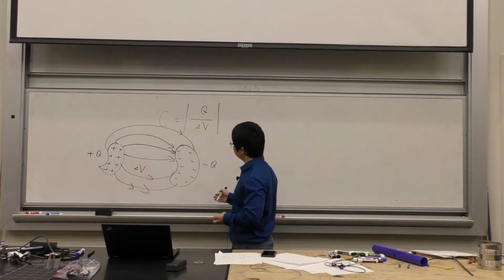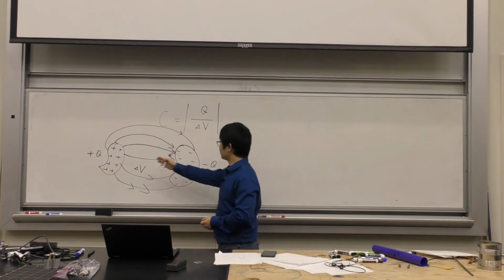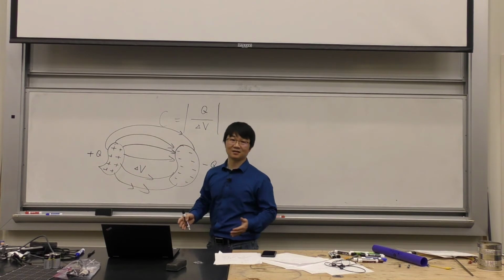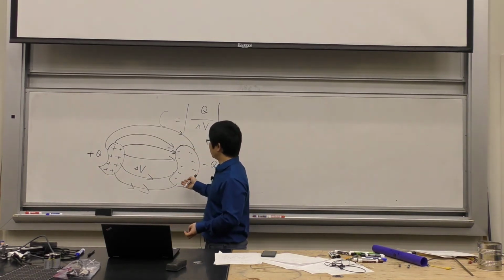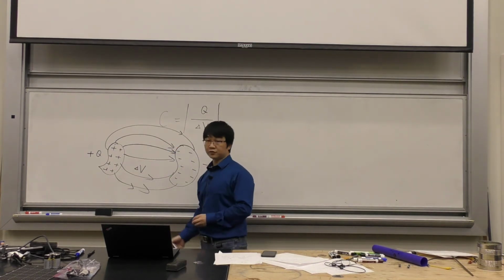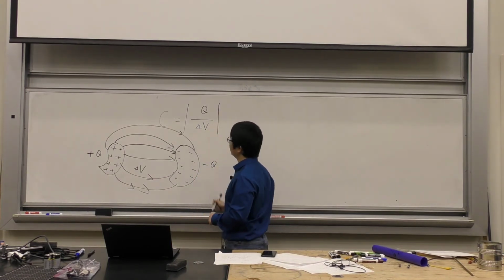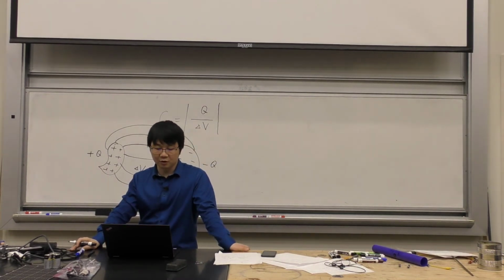And then we found out that if you divide the charge by the potential difference, you always get a constant value. That means if you double the charge on each conductor, the potential between them is going to be doubled automatically, spontaneously. If you reduce the charge by a factor of 2 on each conductor, the potential difference is also reduced by a factor of 2. That's why the ratio is constant. It's a property of this capacitor, and we call it capacitance.